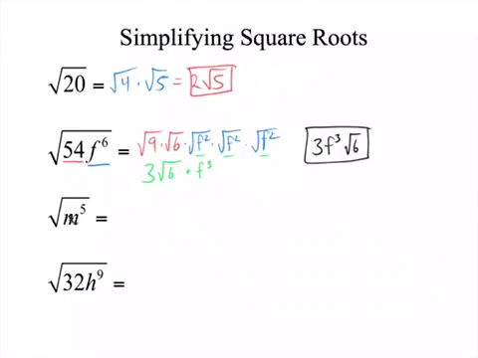Alrighty, now this one right here, the longer way of doing it is to think of that as the square root of m squared times the square root of m squared times the square root of m. Because that's an odd number, don't I have a 2 plus 2 plus 1? And what's the square root of m squared? Aren't those both m's? But this one doesn't break down. So my answer ends up being m squared square root m.